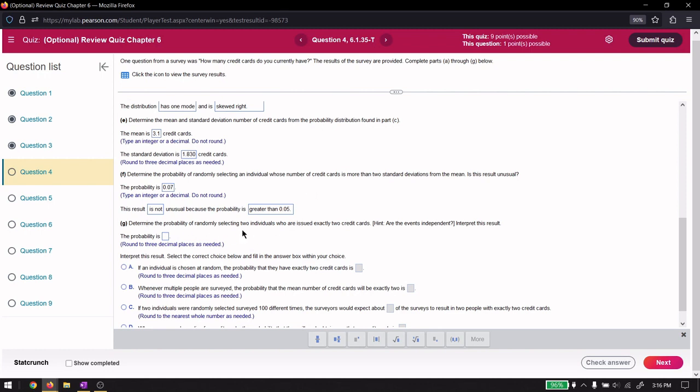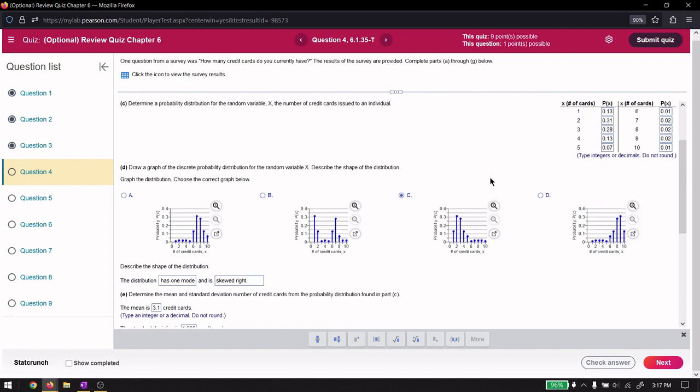Now, determine the probability of randomly selecting 2 individuals who are issued exactly 2 credit cards. Are these events independent? And the answer is no. Because when we check if the first person has 2 credit cards, we're looking at someone, saying, do you have 2 credit cards? No. Then we look at somebody else. So this is sampling without replacement, so the probability is not going to stay the same. It's this way for the first one, but the second one changes.